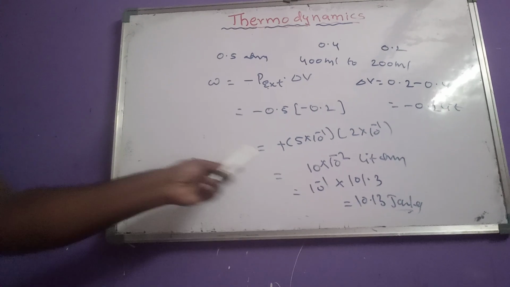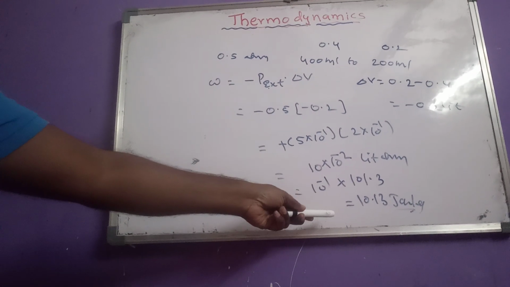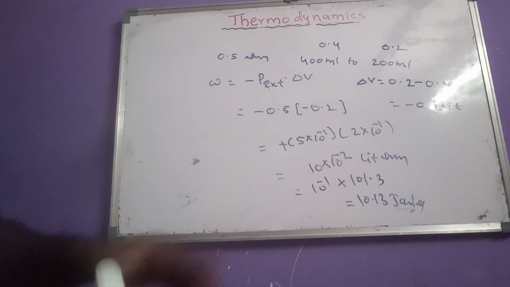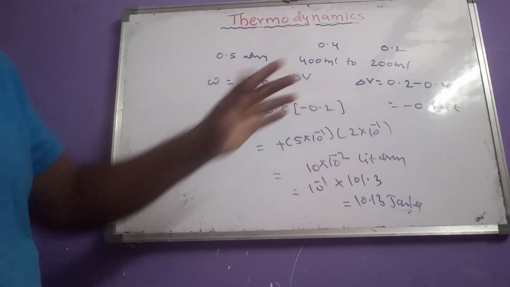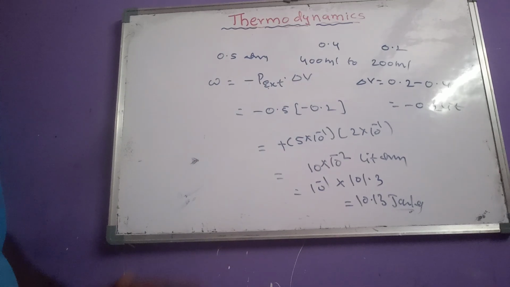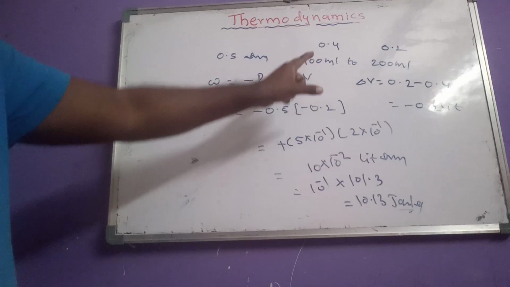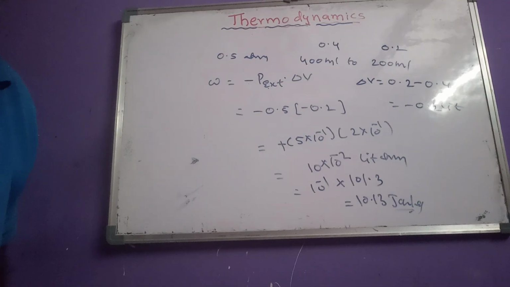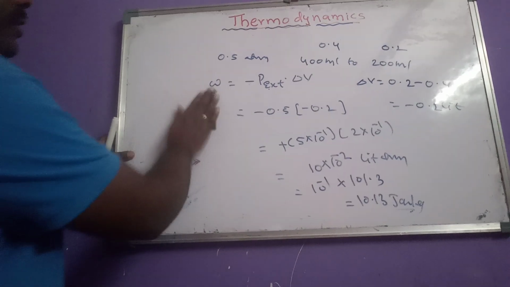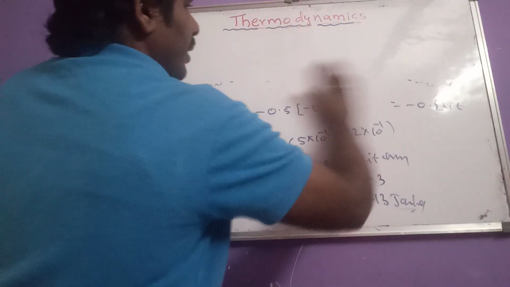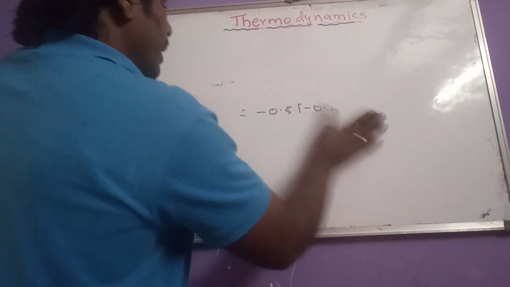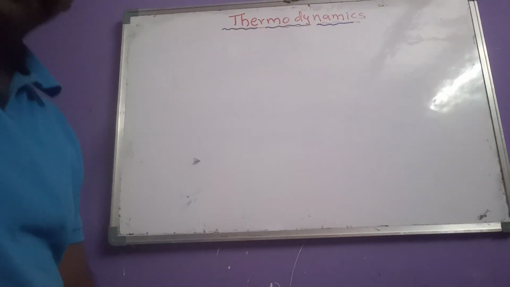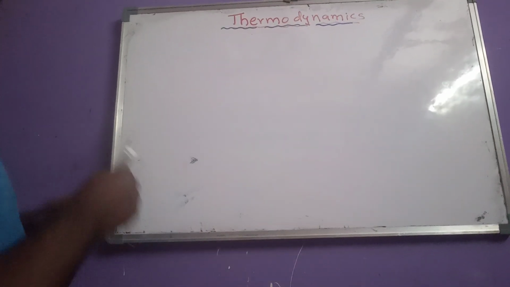Now as a positive we got work done. This is indicating work done on the system. That's why when work is done on the system, volume decreases. So that's when volume decreased from 400 ml to 200 ml. So this is one type of problem related to work done. Okay, now after this let us go for the first law of thermodynamics.